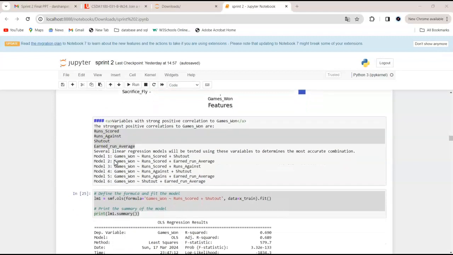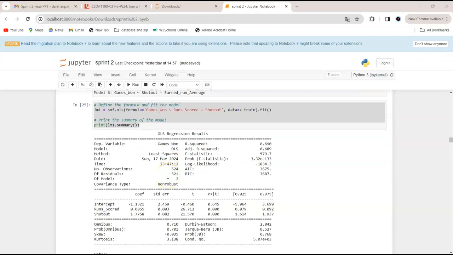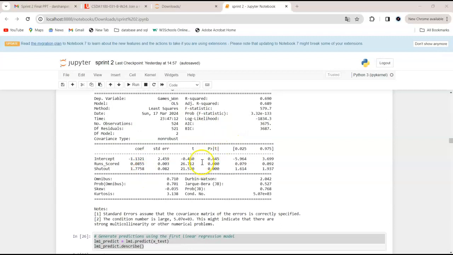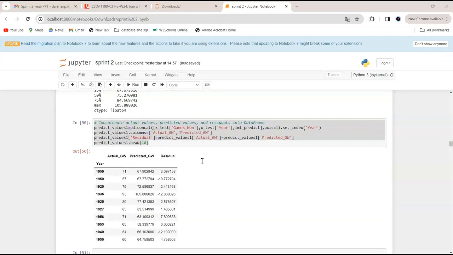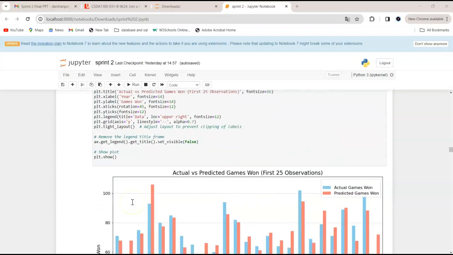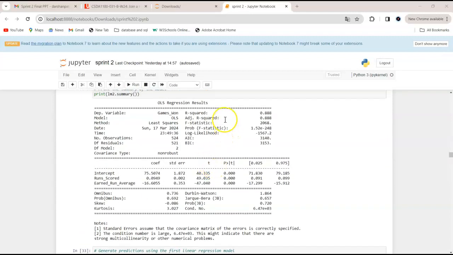And then I have tested the 6 different models using these variables. For example, I ran run score plus shutout, run score plus earned run average, and so on. Then I created the regression model for all 6 models and found the R square value, F statistic value, P value, T statistic value, and also the mean absolute error, mean square error, and root mean square error.